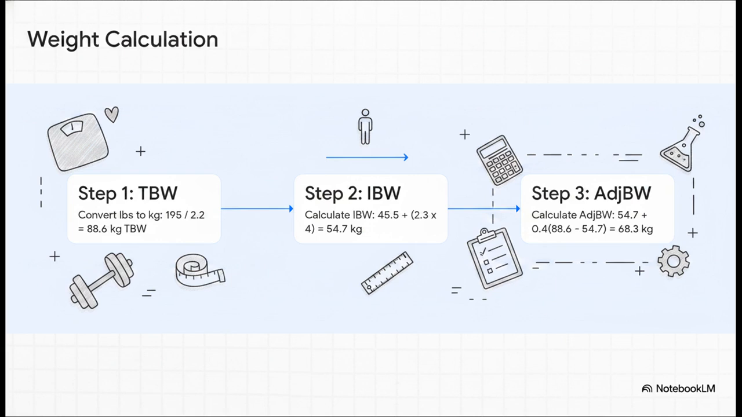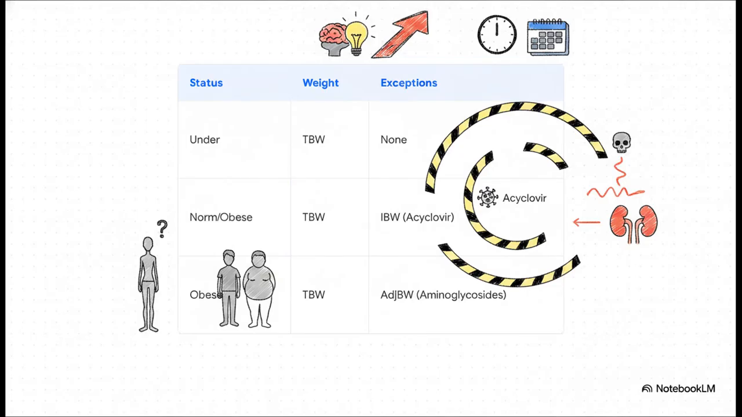Now, what's really interesting about this slide is how calculating these 3 distinct weights, total, ideal, and adjusted, sets us up perfectly for our next critical clinical decision. Because let's face it, having all 3 weights is pretty much useless unless you know which one to actually use. This high-yield clinical decision matrix is an absolute lifesaver.